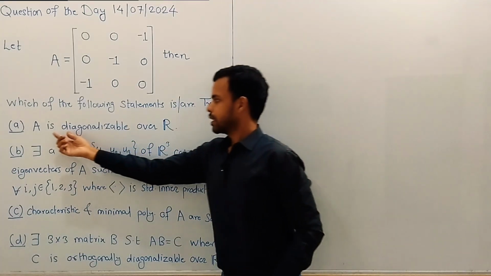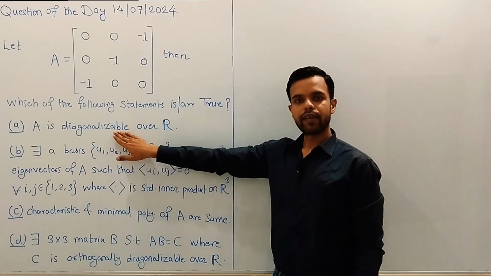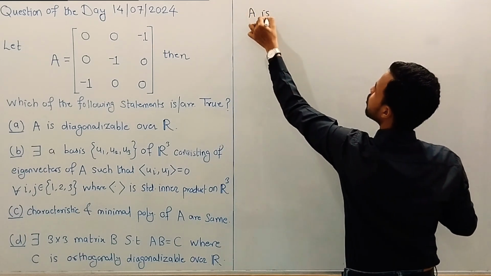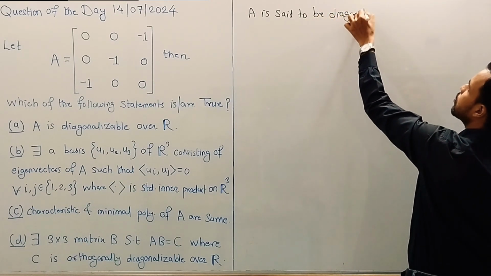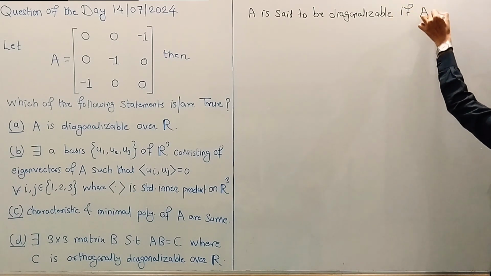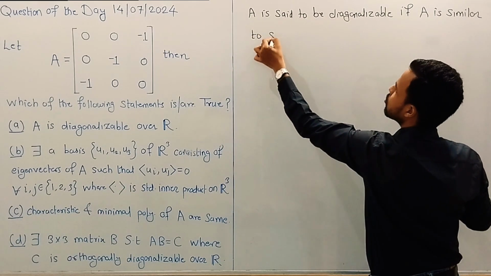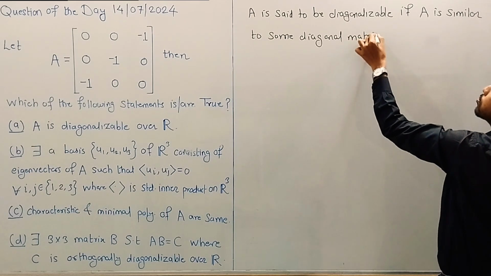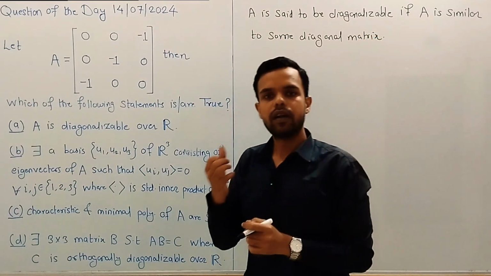The statement in A is: diagonalizable over R. So what is a diagonalizable matrix? A square matrix A is said to be diagonalizable if A is similar to some diagonal matrix.